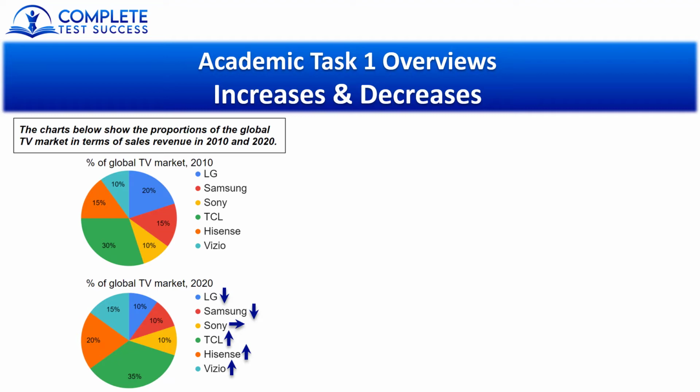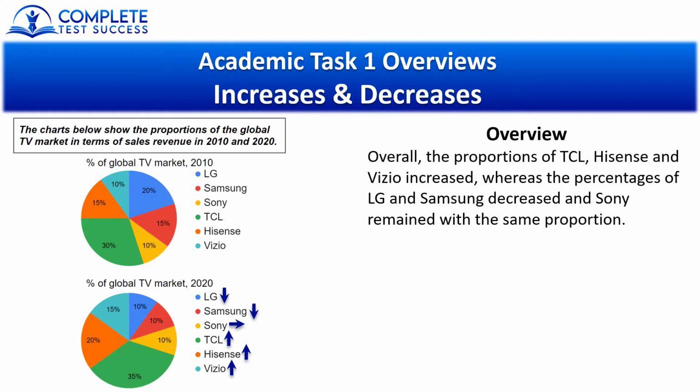Again, with all these arrows drawn, it's really easy to see how we will organise these in our overview. Overall, the proportions of TCL, Hisense and Vizio increased, whereas the percentages of LG and Samsung decreased, and Sony remained with the same proportion. Note that I haven't mentioned the year in my overview. This is because in our essay, the paraphrase of the question will come before the overview, and that information will already be clear to the reader.